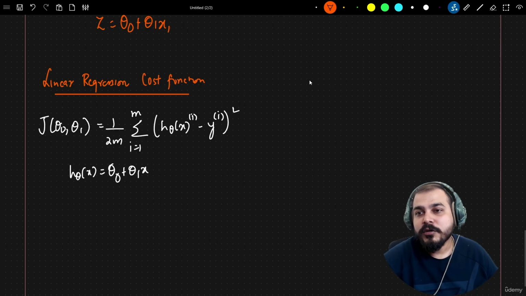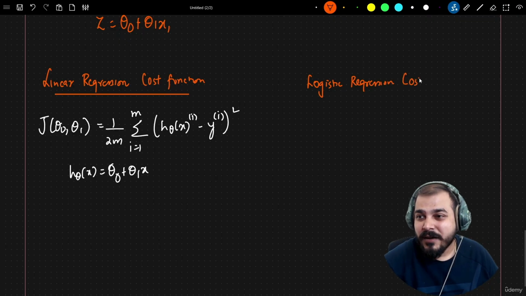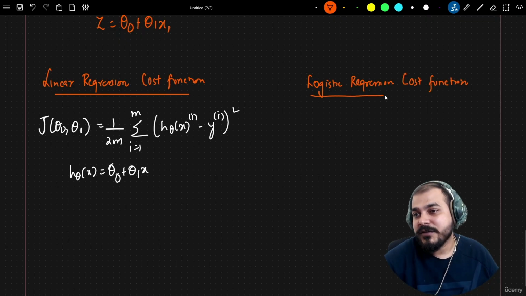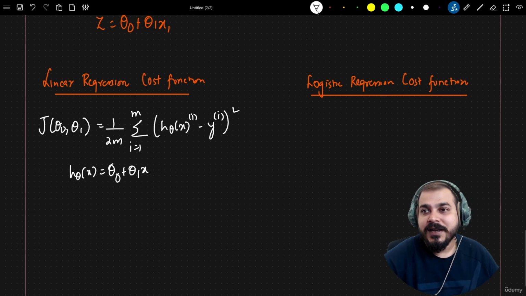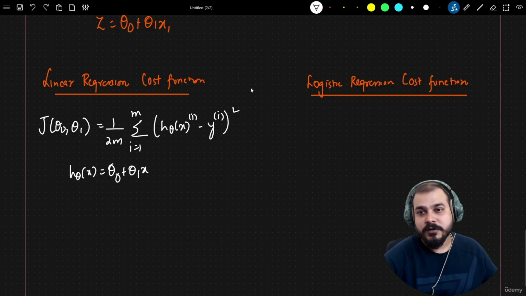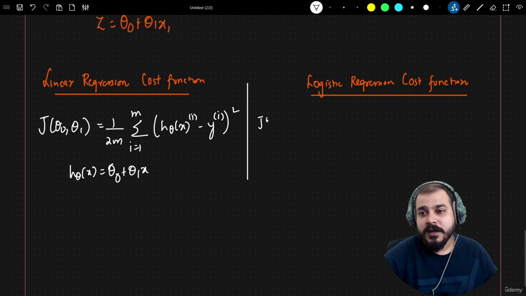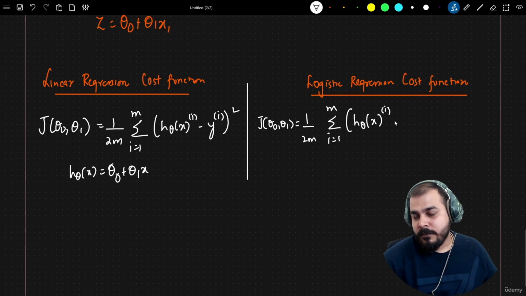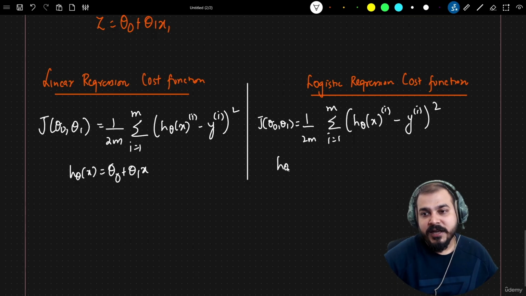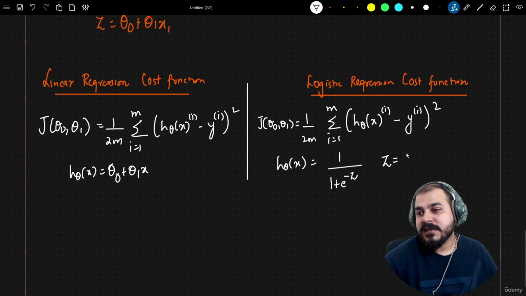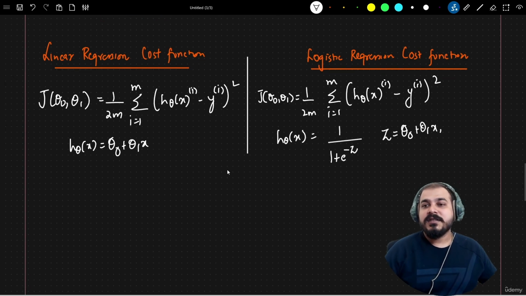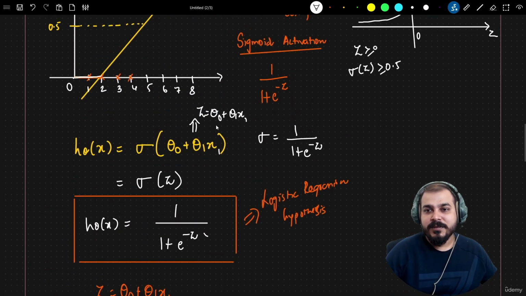Now similarly, I'm going to write it for logistic regression also. Since we are using regression somewhere, and later on we are applying an activation function called sigmoid, I can give the same notation here. So this will be J of theta 0, theta 1, which is 1 by 2m summation of i equal to 1 to m. Here also we'll use the same notation. But what is the thing that is changing? It is your h theta of x. Here h theta of x is 1 over 1 plus e to the power of minus z, and z is given by theta 0 plus theta 1 into x1.